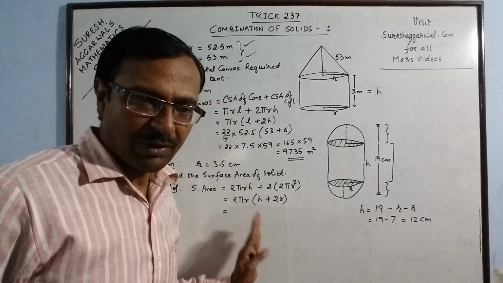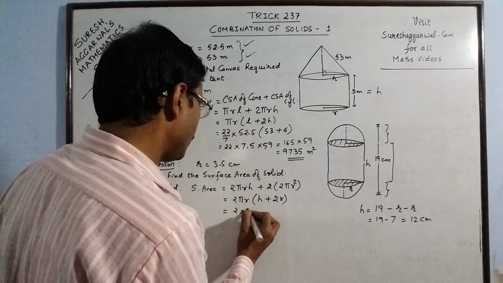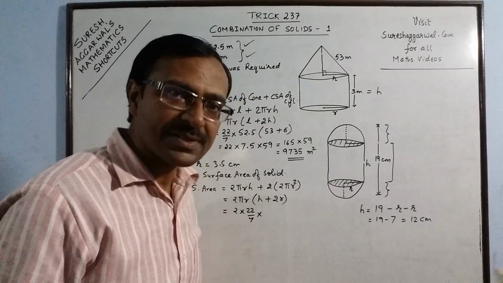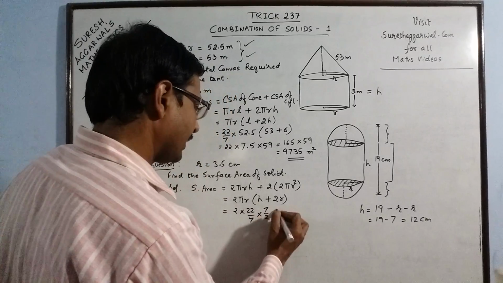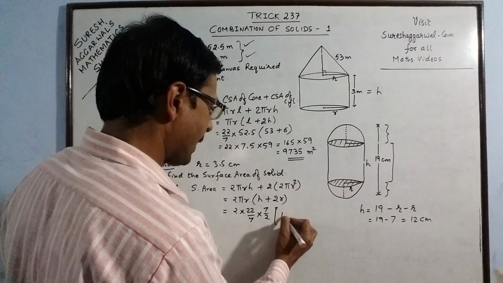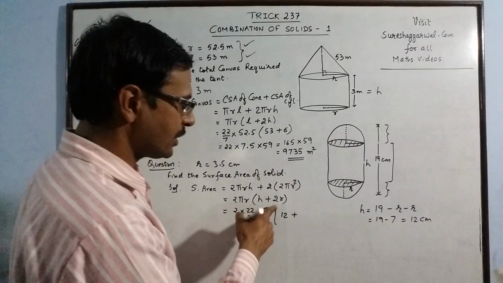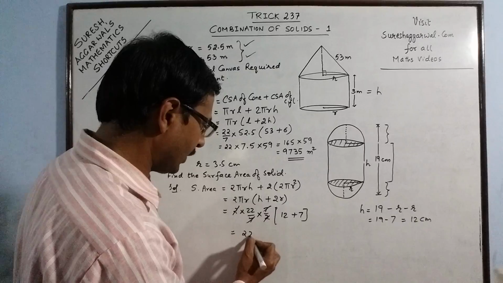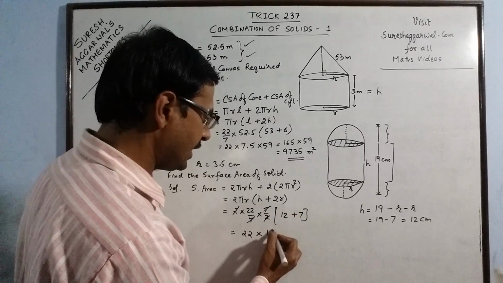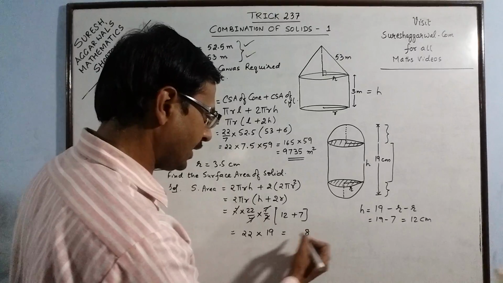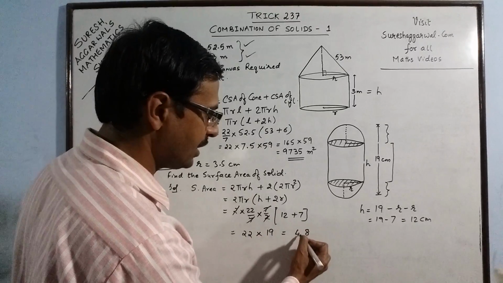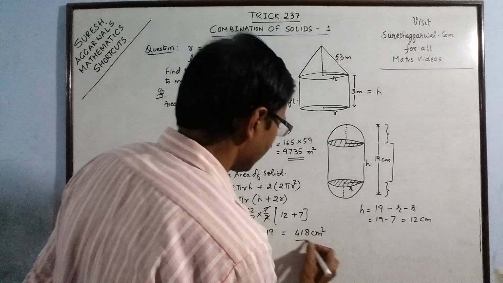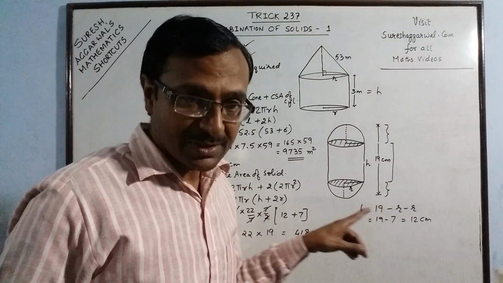Now you need to put this value here. 2 into 22 by 7 into the radius, 3.5. 3.5 is half of 7, so 7 by 2. Then h is 12, and double of radius is 3.5 doubled, so 7. Now 2 cancels out, 7 cancels out, and you are left with 22 into 19. 19 times 22 is 38, 8 3 carry, 19 twos are 38 and 3 is 41, centimeter square. That is the total surface area of this solid.